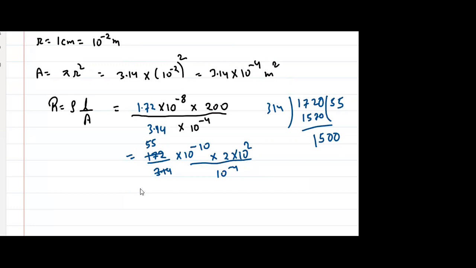Okay, so 55 into 2, 110, right? Into 10 to the power, tell me, minus 6 plus 2 minus 4. So it is 0.011 ohm. Okay? Yes or no?